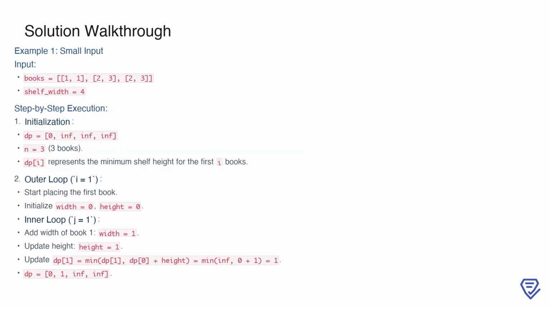In this first example, we're working with 3 books and a shelf width of 4. Initially, we set up our dynamic programming array, dp, where dp[i] represents the minimum shelf height required to place the first i books. The array starts as [0, inf], with dp[0] set to 0 because no books require 0 height. The total number of books, n, is 3.